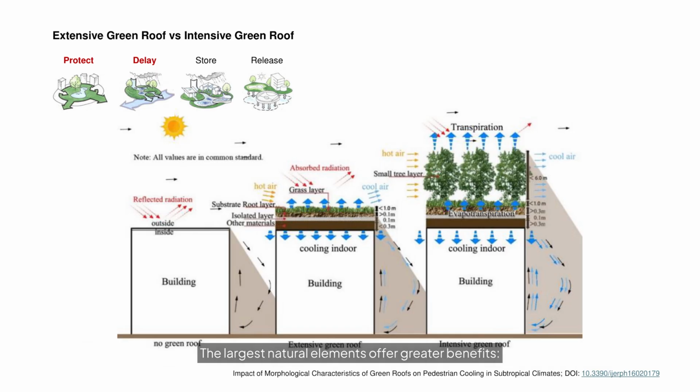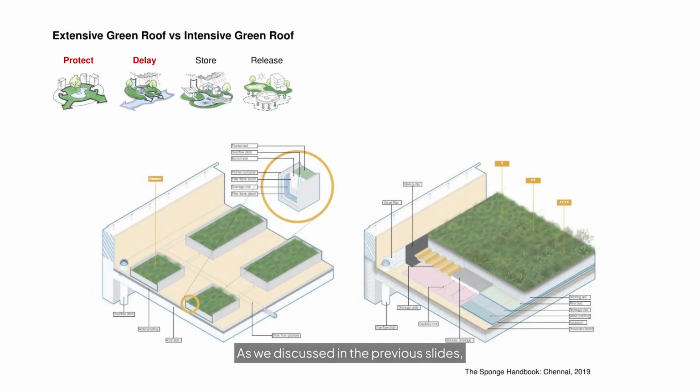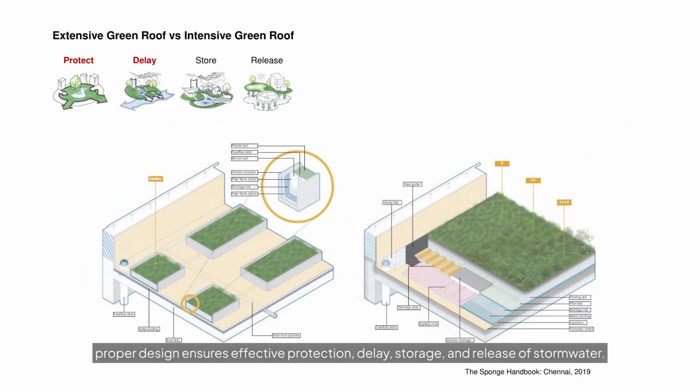The largest natural elements offer greater benefits, stronger evapotranspiration, more stormwater retention, and better indoor cooling. This type offers a tempering microclimate around the building. As we discussed in the previous slides, proper design ensures effective protection, delay, storage, and release of stormwater.